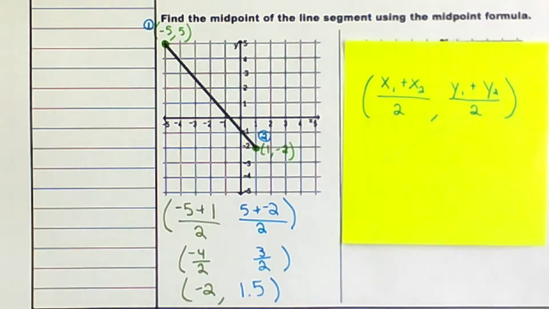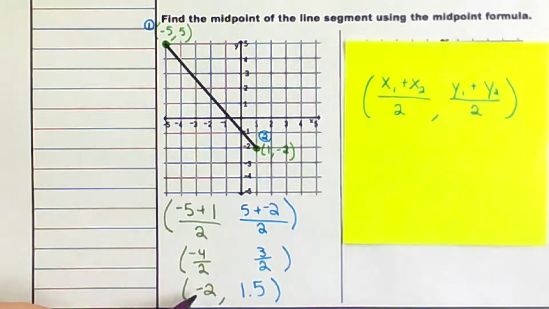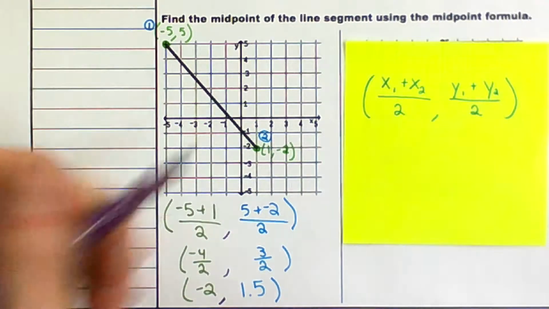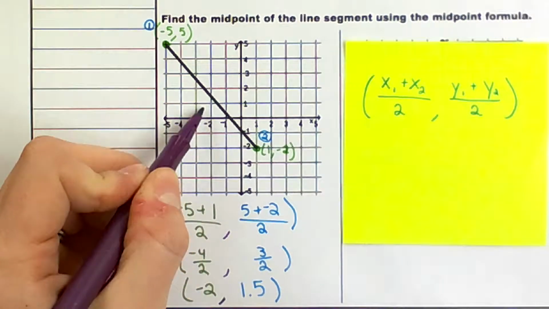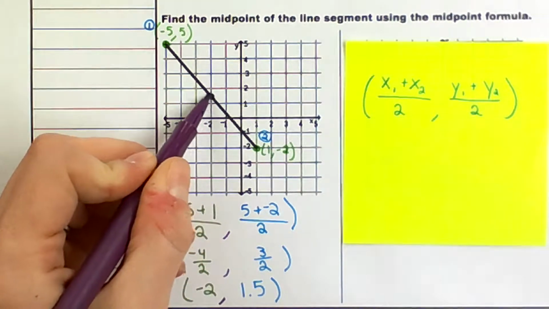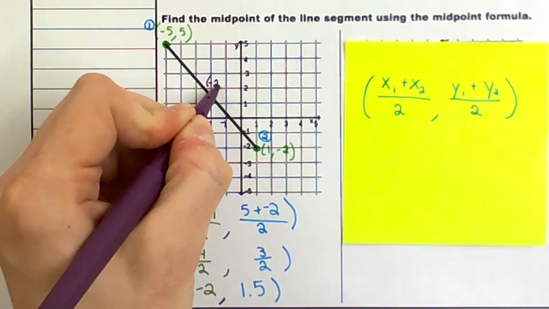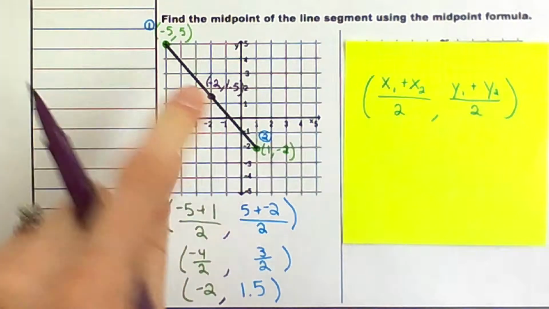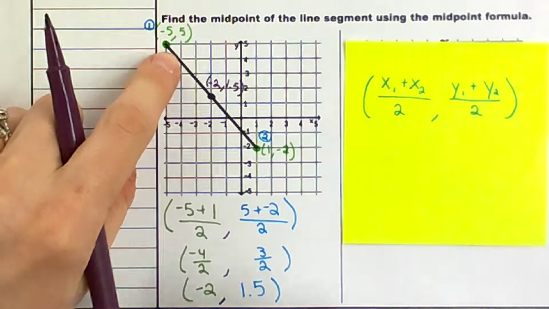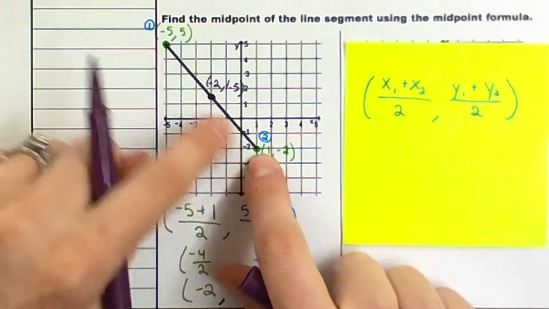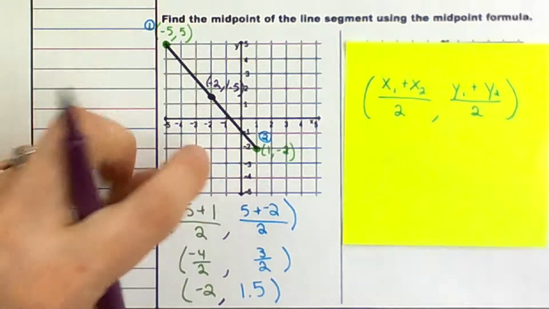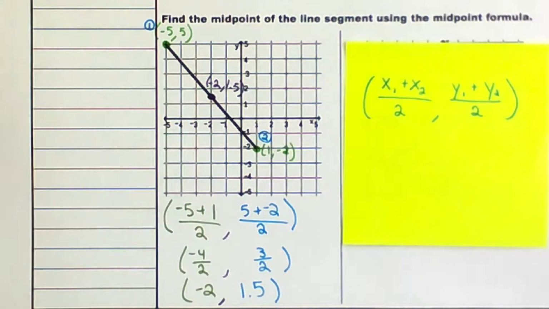So what we have right here is the x-coordinate and the y-coordinate. On our graph, we're going to go -2 and then up 1.5. And so that is my midpoint right there: -2, comma 1.5. And if you notice, this distance is the same as this distance. That should be true because that's my definition of a midpoint, the middle point of a segment.